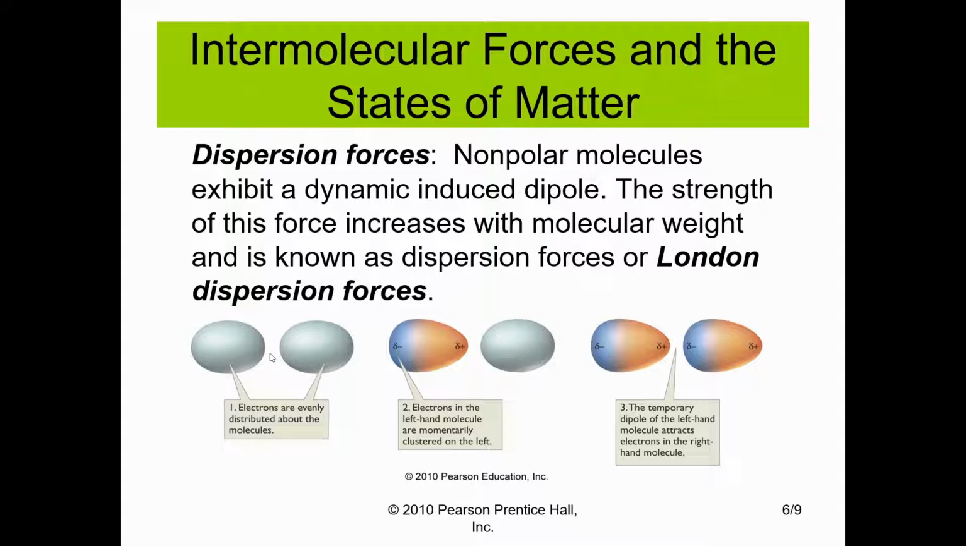To begin with, the electrons will be evenly distributed between the two molecules. Over time, there will be a state where the electrons in the left molecule are momentarily clustered to the left, and this will create a momentary dipole. When this occurs, the dipole will then attract the electrons in the molecule to the right, and will end up with a stacking effect of these forces over time.